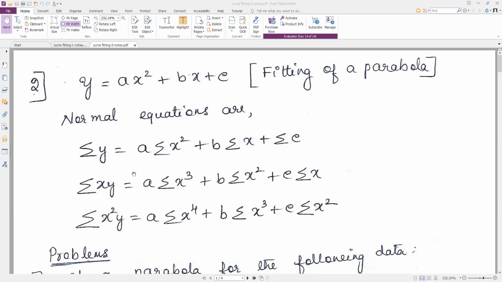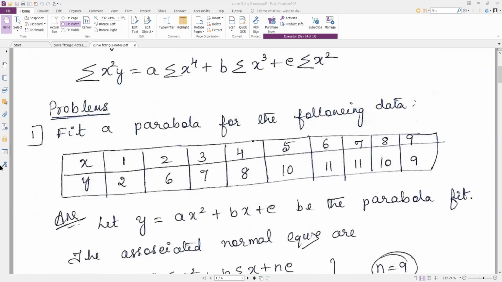Okay, so these are the normal equations. Now why have we written three normal equations and for a straight line only two normal equations? Because here how many constants do we need to calculate? Three constants, right? a, b, c. So we need three normal equations. In the straight line, we need to find only two constants, y equal to ax plus b, so there were two normal equations. So depending upon the constants, we need to write the normal equations.